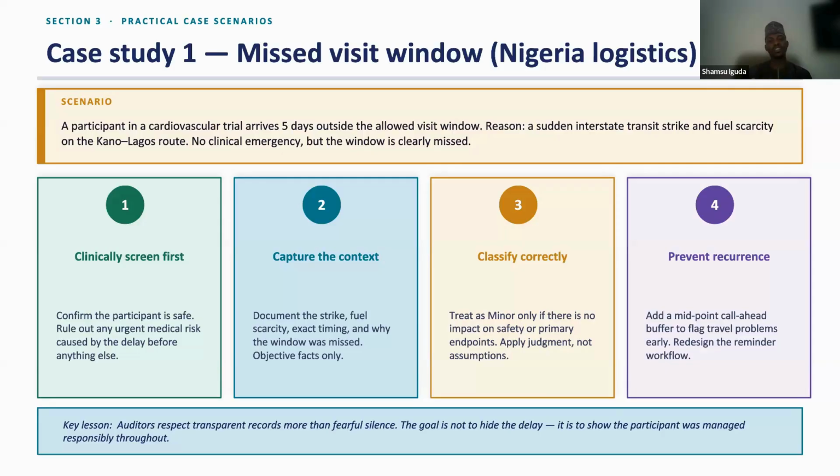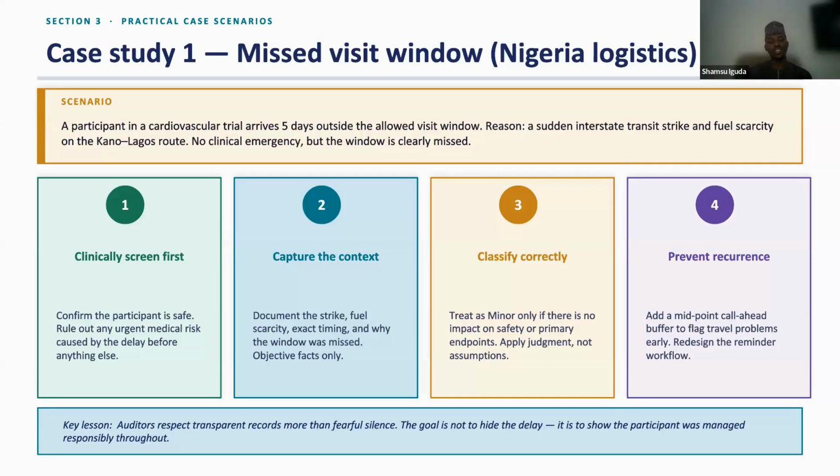Step two is you have to capture the context. You are now going to document in your source notes the following objective facts: the date the participant was due, the date they actually arrived, the reason for the delay, specifically the transport strike as I stated, and your clinical findings at the late visit. This has to be captured. You do not need to justify the situation emotionally. You need to record facts that a regulator can read clearly and understand.